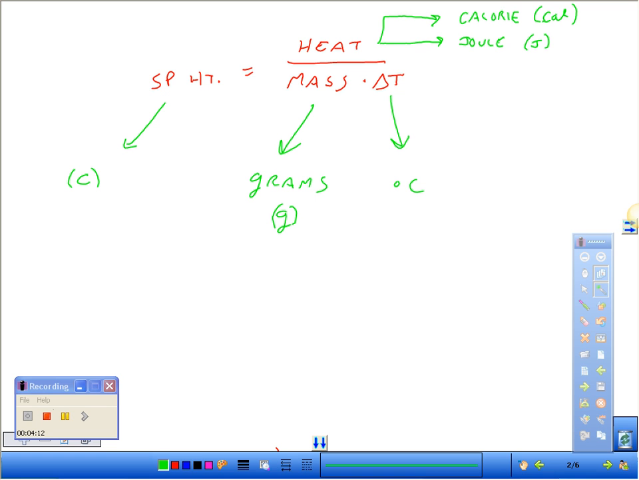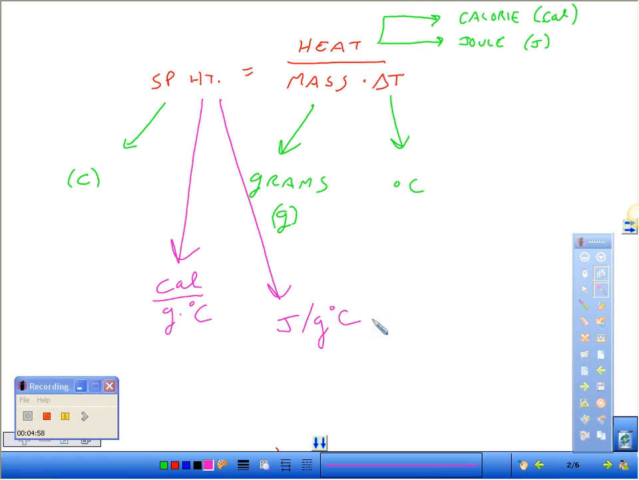So when we go to calculate, you may ask, what is a unit for specific heat, the entire unit? If we calculate heat in calories, mass in grams, temperature in degrees Celsius, then the unit for specific heat in that scenario would be calories per gram times degrees Celsius, or we just say calories per gram degrees Celsius. If your heat was in joules, then it's joules per gram degrees Celsius. So that would be your units for specific heat.